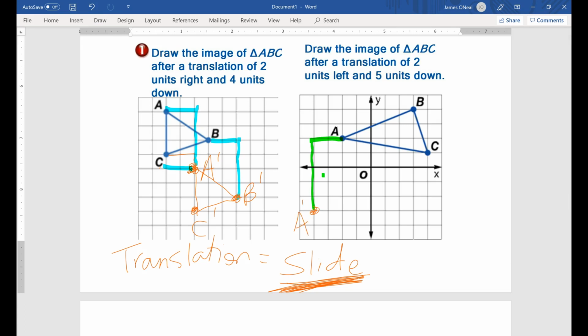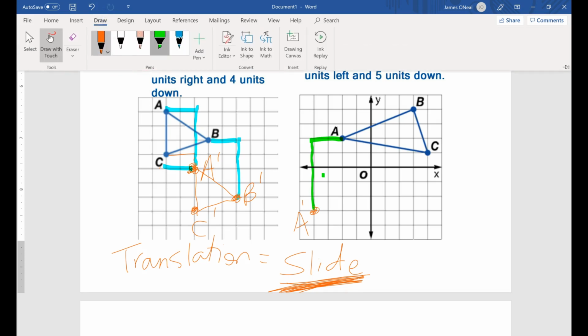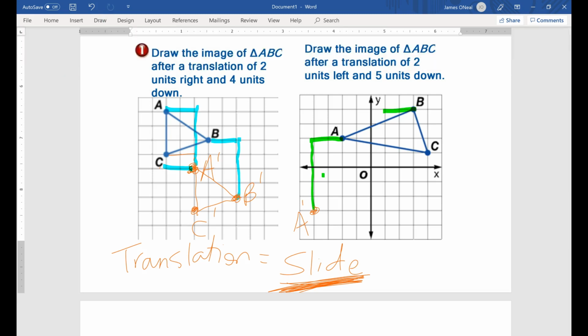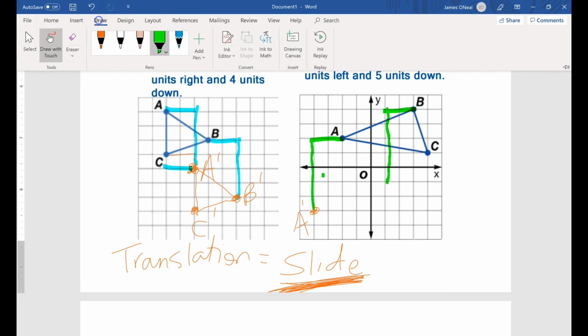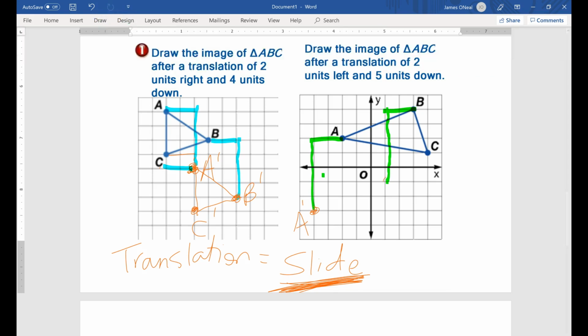And then B is going 2 to the right. Y'all, this is going back and forth with this highlighter. This is the last highlighter. I'm done with this highlighter. 2 to the left, sorry, 2 to the left, and then 5 down. 1, 2, 3, 4, 5 is there. And keep hitting design instead of draw. And that's going to be B prime.